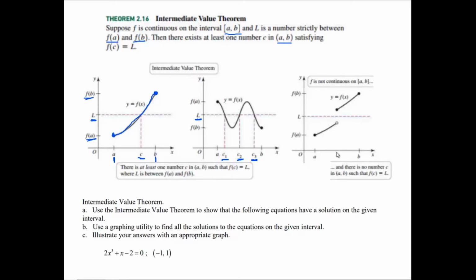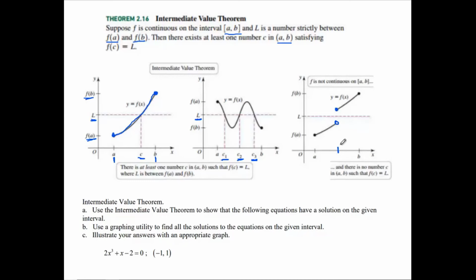On the third one, here's an example of one where the intermediate value theorem would not show a value between L, because the function is not continuous. So notice between here at this point right here, you've got a break in the graph. So there is no value of L guaranteed there because the function is not continuous.